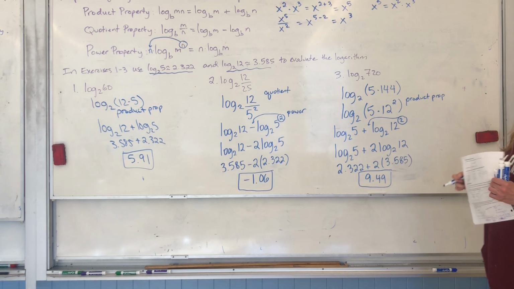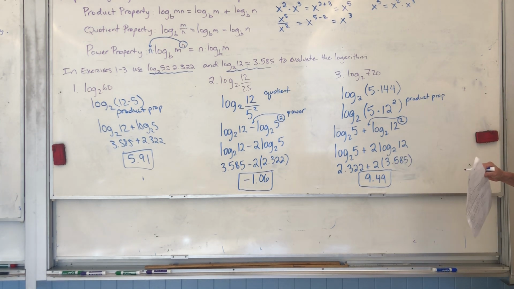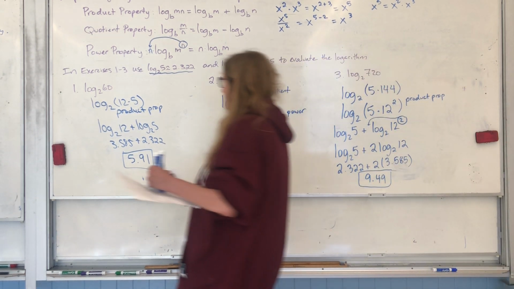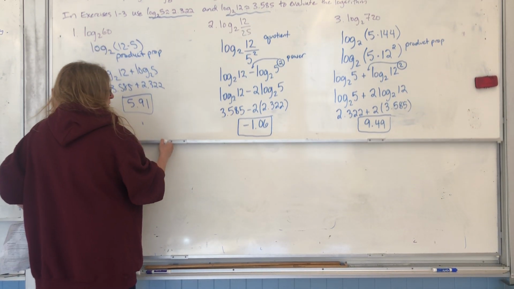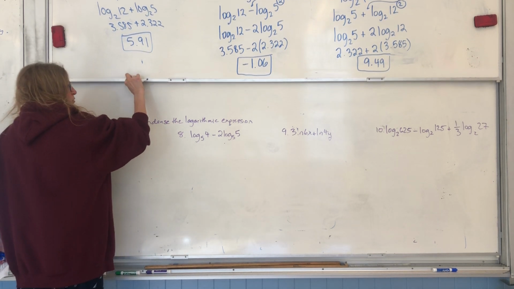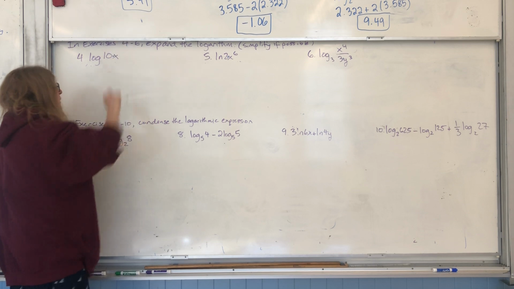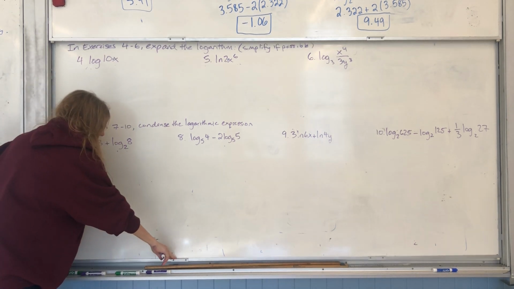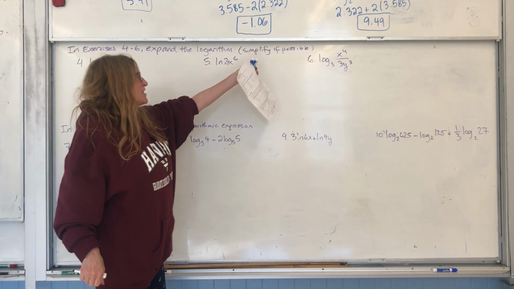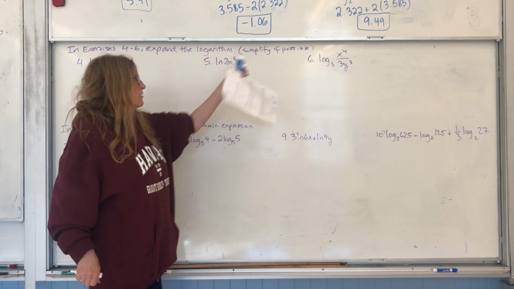Right, so using the product property, quotient property, and power property, I can break these logs up into pieces. Okay. Notice none of these had variables in them. But guess what? I can also do the same thing if there are variables. Now here it says expand the logarithm, but I want you guys to add simplify if possible.